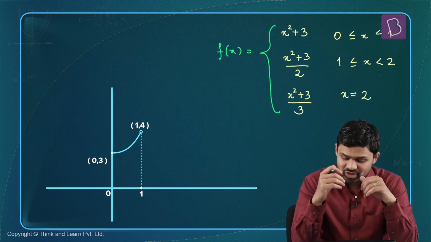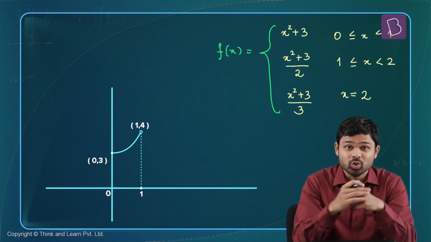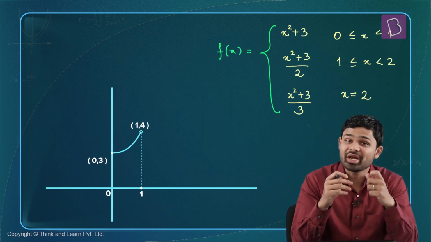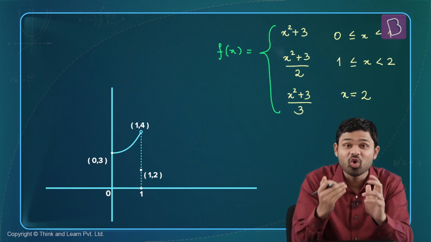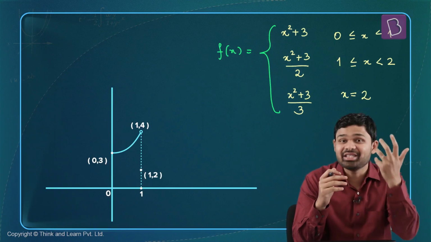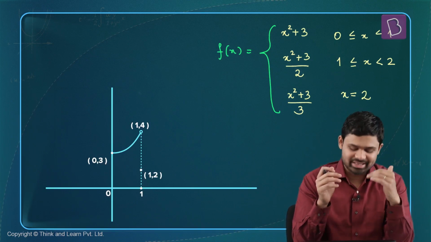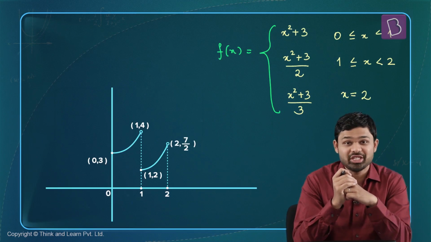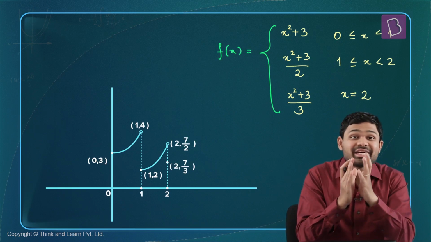Now, what happens when you take the other function, (x square plus 3) divided by 2? At the lower interval of 1, the value of the function is going to be 4 by 2, which is equal to 2. See, so this value is even lower than 3. And at the other end point, the value of the function is going to be (4 plus 3), 7 divided by 2. And when x equal to 2, the value of the function is going to be 7 by 3. So these are all increasing functions.